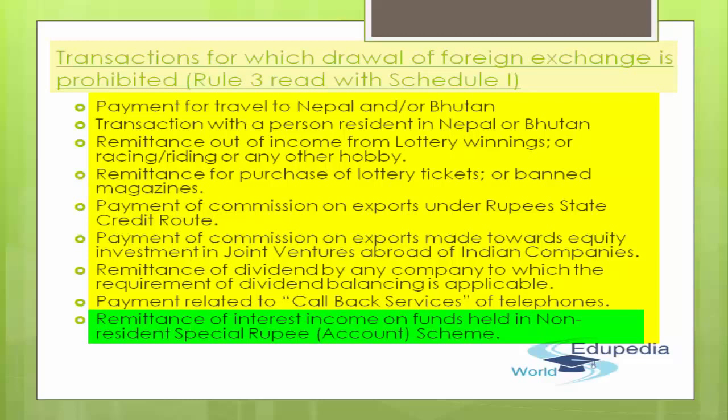Payment of travel to Nepal or Bhutan, transaction with a person resident in Nepal or Bhutan, remittances out of income of lottery winnings, racing, riding or any other hobby, remittances for purchase of lottery tickets or banned magazines, payment of commission on exports under the rupee state credit route, payment of commission on exports made towards equity investment in joint ventures abroad of Indian companies, remittance of dividend by any company to which the requirement of dividend balancing is applicable, payments related to callback services of telephone, and finally, the remittance of interest income on funds held in the non-resident special rupee account scheme.